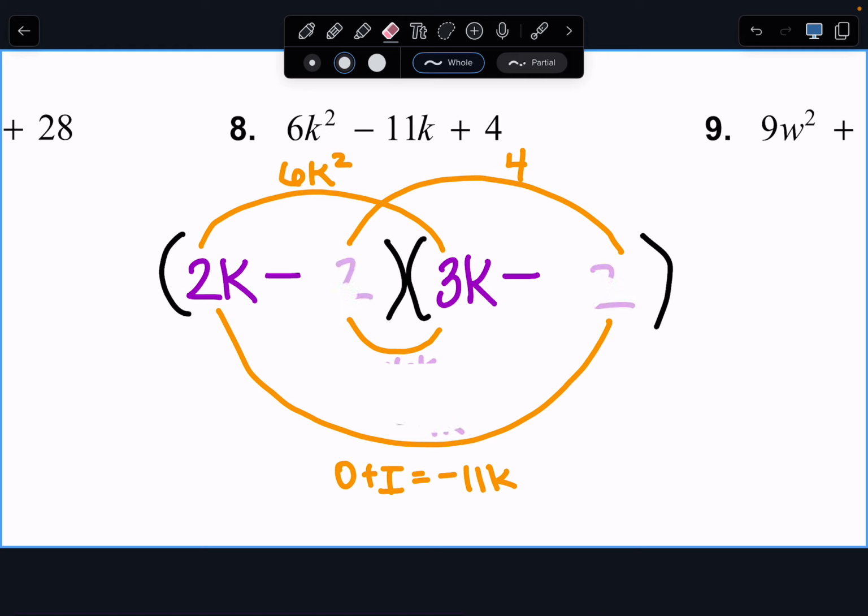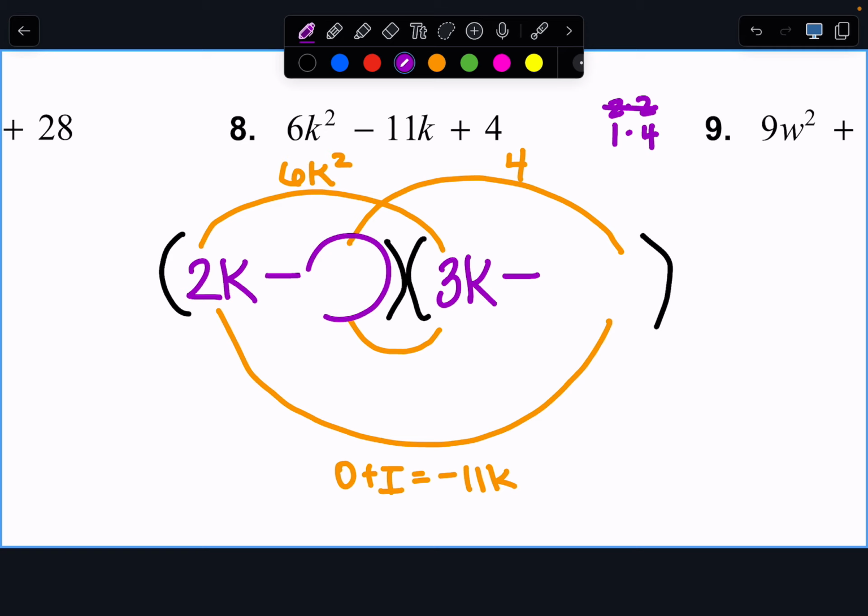So we're going to try again. We've tried 2 times 2. Now let's try 1 times 4. Let me remind you that 1 here and 4 here is different than 1 here and 4 here, so we would have to switch them if it doesn't work. What do you want to try first? So 1 here and 4 here? Yes. Our inside product would be negative 3k, our outside product would be negative 8k, and by golly, that works.